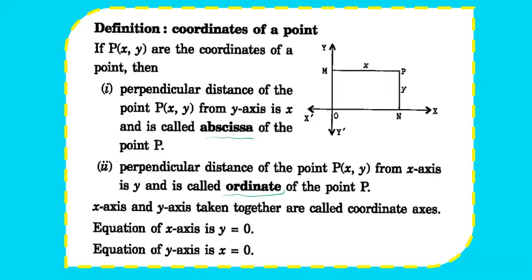We have also learned that the x and y axes are called coordinate axes, and the equation of the axis is: if x-axis then y is equal to 0, and if y-axis then x is equal to 0. Clear? So remember these points.